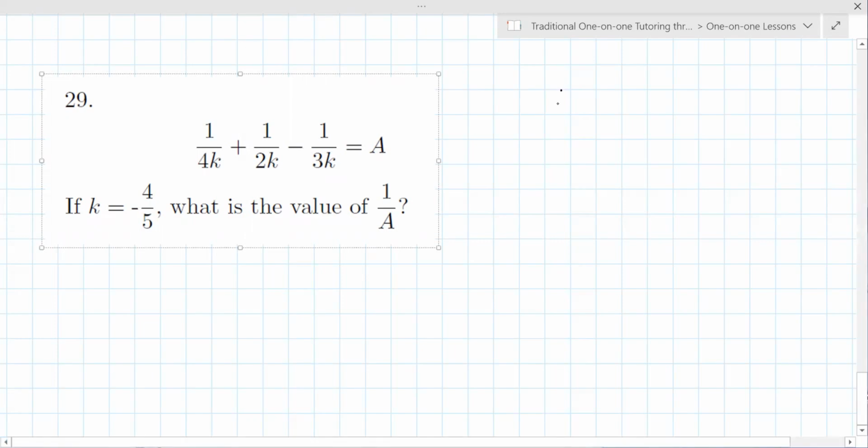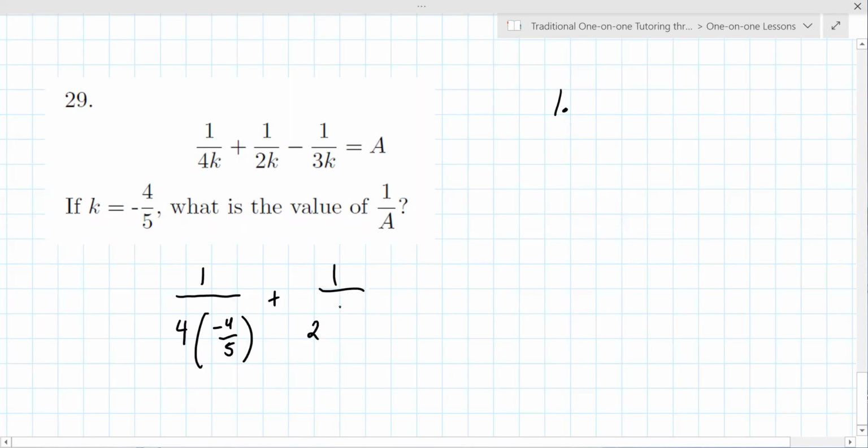And there's really two paths here, I think. What kind of stands out to you to do first? Maybe plug in negative 4/5. Yes. Okay. So let's do that, and I'll show you how that looks. And sometimes these things get worse before they get better.